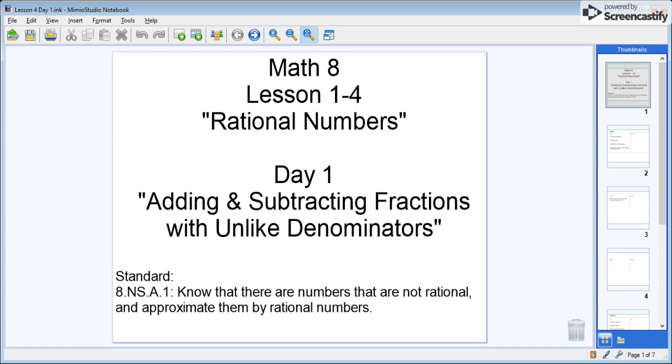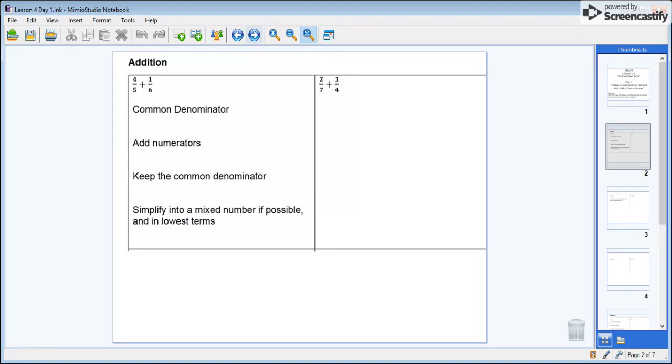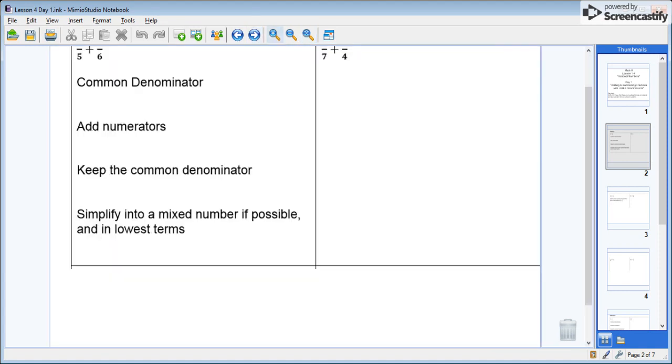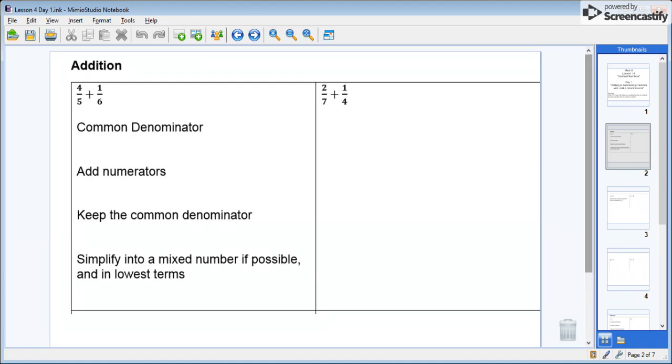Today we're going to begin working on lesson 1-4, in which we will be adding and subtracting fractions that have unlike denominators. As you remember, with adding and subtracting fractions, you must have a common denominator. Once you have a common denominator, you will then perform the operation at hand. So in this case, we have 4/5 and we have 1/6. We need to find a common denominator, which in this case would be 30.